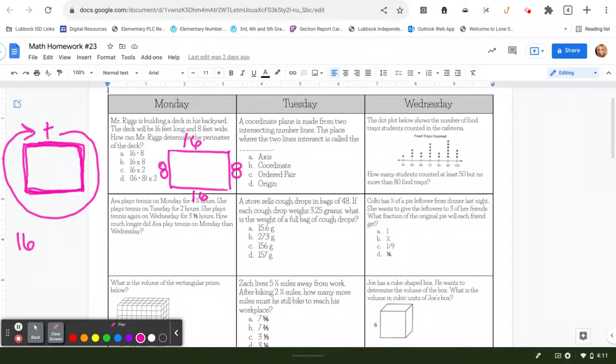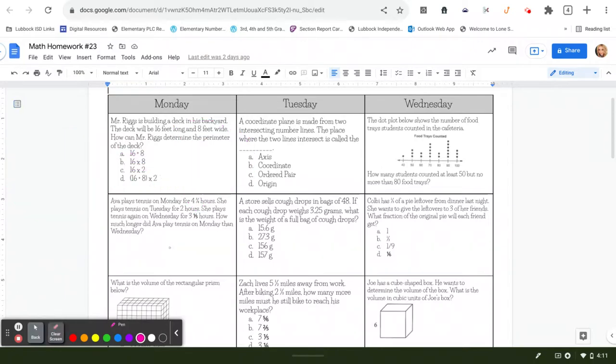Some of us are still just adding 2 sides, but it's not just adding 2 sides, so it can't be A. B would be length times width, which gives us area, not perimeter, so it can't be B. 16 times 2 would only give us half of the problem, so it can't be that. Our correct answer is D. If we add up all the sides, if we did 16 plus 8 and did that 2 times, that would give us our perimeter.